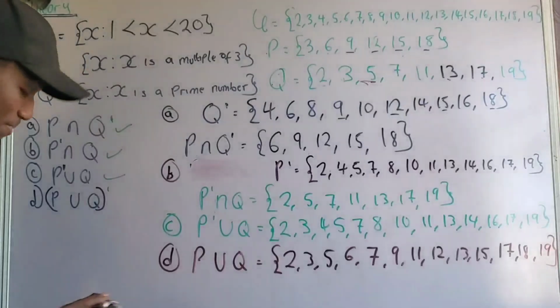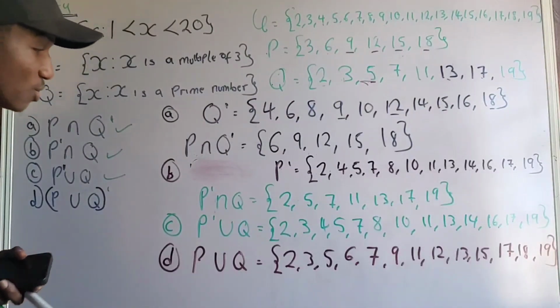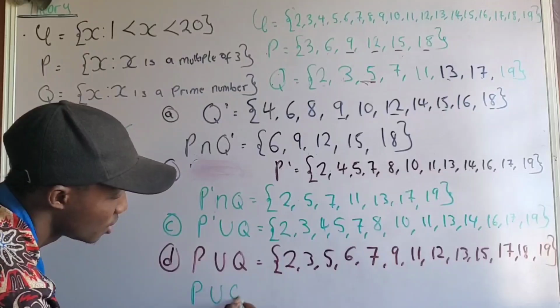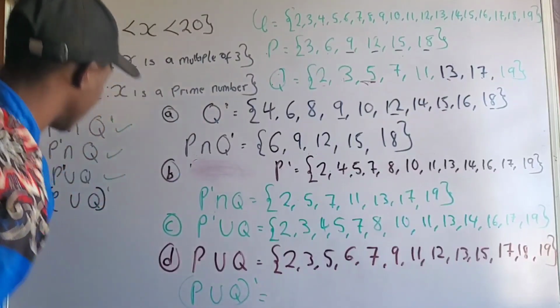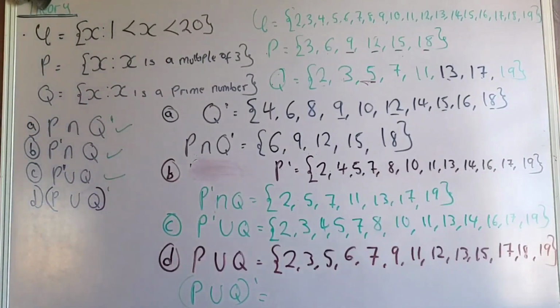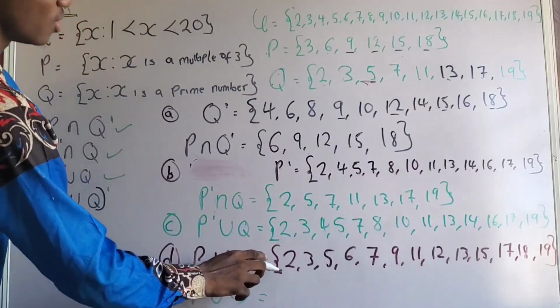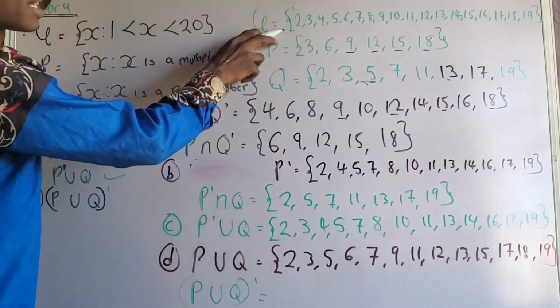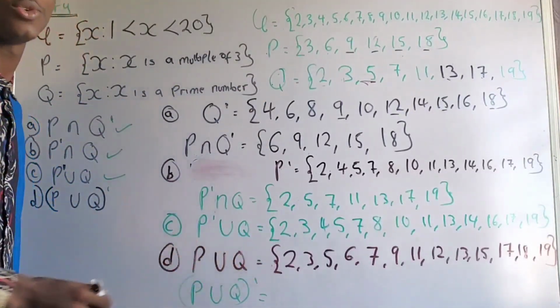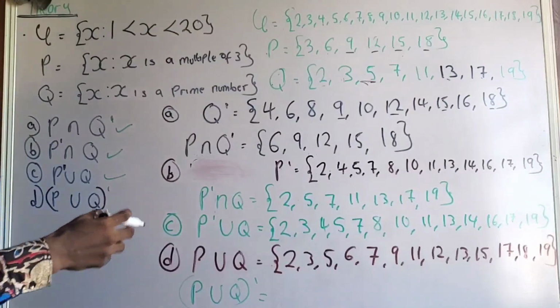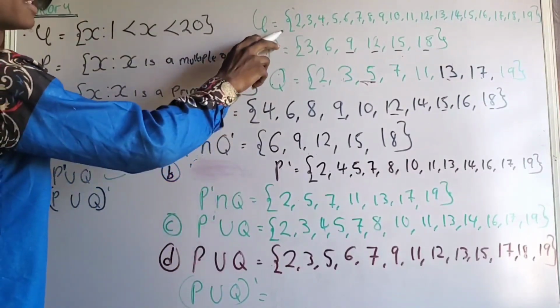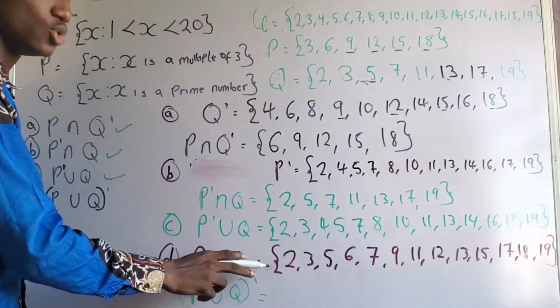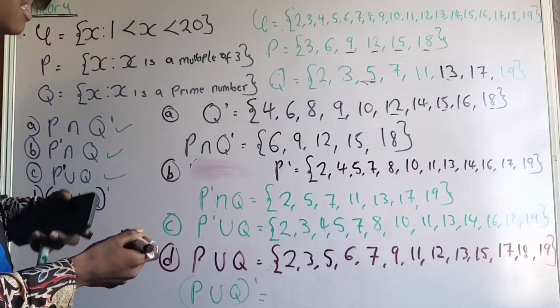Okay, now let us find P union Q complement. You can see that the complement is outside the bracket. You understand? So therefore you have to pay attention to the parentheses. Okay, so now this is P union Q. P union Q complement refers to the elements that are inside the universal set that are not present in the union of P and Q. Do you understand? So what are those elements?